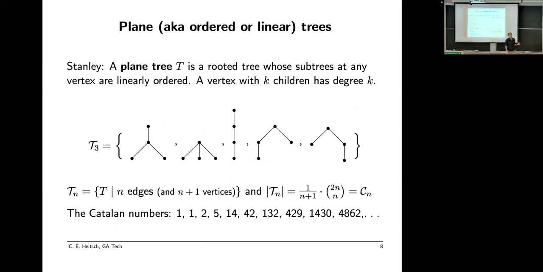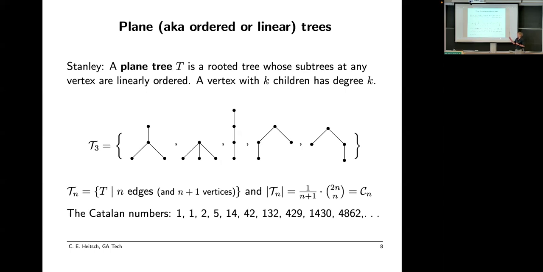But instead of drawing secondary structures, we're going to move to thinking about what I'll call their graphical skeleton. This is an object that is known as a plane tree. That's what Stanley calls it. But if you go searching through the literature, you might also find them known as linear trees or ordered trees. So it's always a little bit challenging when we can't agree on exactly what the name is. But it is a rooted tree whose subtrees are linearly ordered.